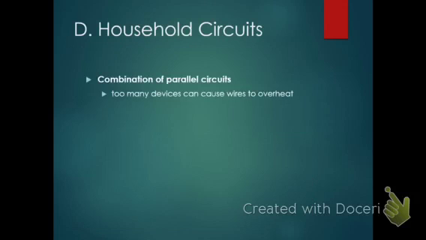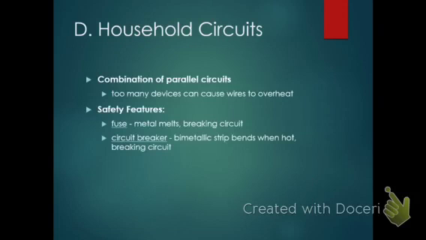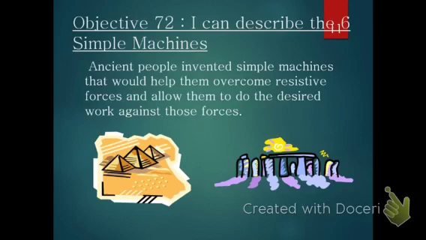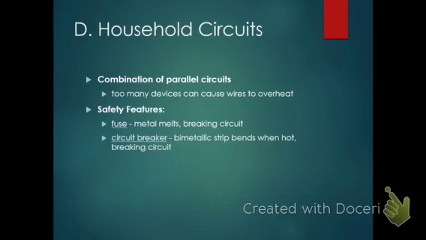Too many devices can cause wires to overheat, so we have some safety features in place, like a fuse. They're kind of old school. With a fuse, the metal melts, which makes the circuit break and causes everything to turn off. But today we have what's called a circuit breaker. And the circuit breaker, we call it flipping the switch.